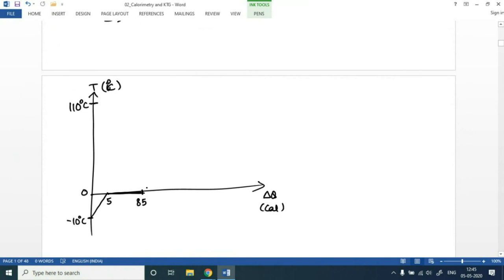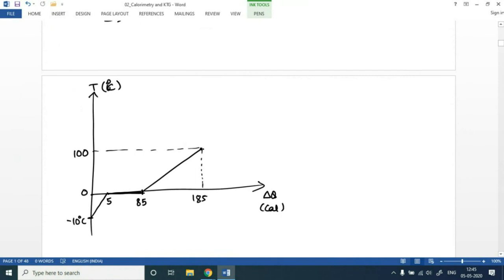And after that, when we again started adding heat for the next 100 calorie over here, the temperature of water changed from 0 to, let's say, 100 degrees Celsius over here. Let's put it not to scale, because of this horizontal axis. Temperature will reach 100 degrees Celsius by further adding 100 calorie of heat, so that would be 185. And please try to understand, my diagram here is not up to scale, okay?